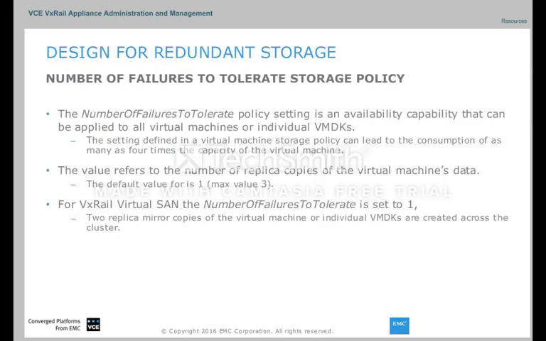The number of failures to tolerate policy setting is an availability capability that can be applied to all virtual machines or individual VMDKs. For VxRail Virtual SAN, the number of failures to tolerate is set to 1. This means there are 2 replica mirror copies of the virtual machine or individual VMDKs across the cluster. If the number is set to 2, 3 mirror copies are created. If the number is set to 3, 4 copies are created. You need to consider the number of replica copies when sizing storage resources.